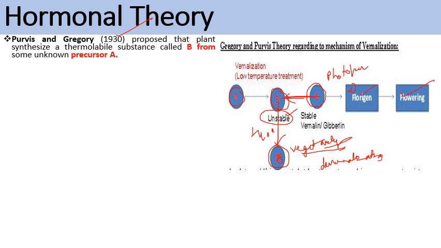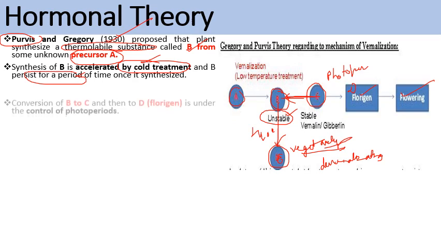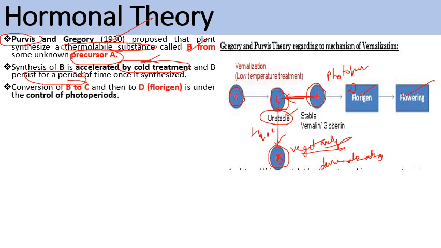So this theory was proposed by Purvis and Grigori in 1930, that plants synthesize a thermolabile substance known as B, formed from some unknown precursor A. Then synthesis of B is accelerated by cold treatment, and B persists for a period of time once it is synthesized. Then this B is converted into C form and then to D form, which is also known as florigen, under the control of photoperiod. So this conversion of C to D is under the control of photoperiod.